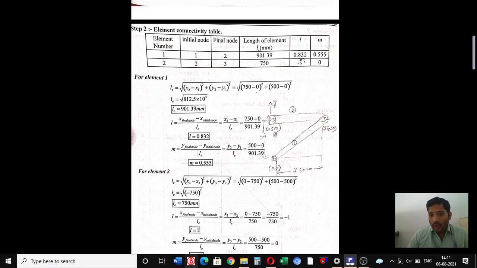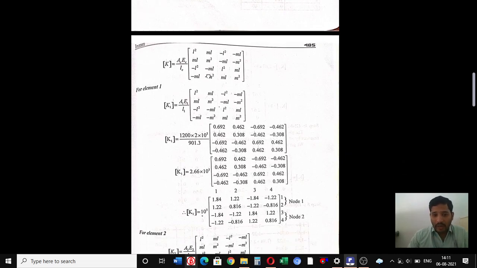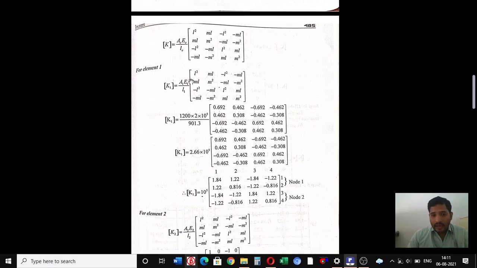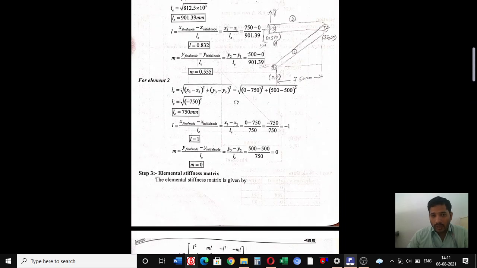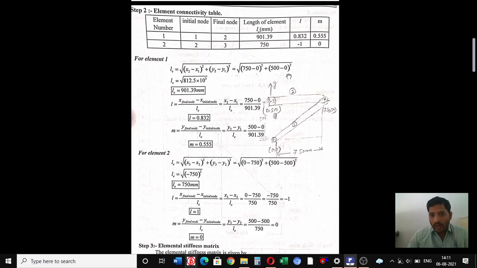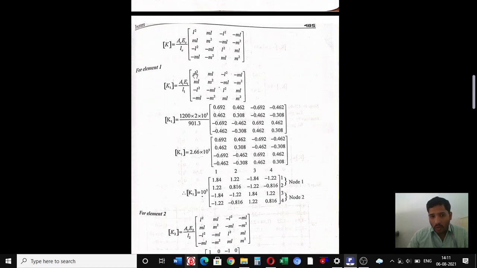L is equal to 0.832 and m is equal to 0.55. You need to substitute these in the above matrix. Clear? So after that, L, how much did we get? 0.832. We need to substitute 0.832 whole square here. Again 0.832 into 0.55. If you multiply, you will get this matrix. Same concept we need to follow.